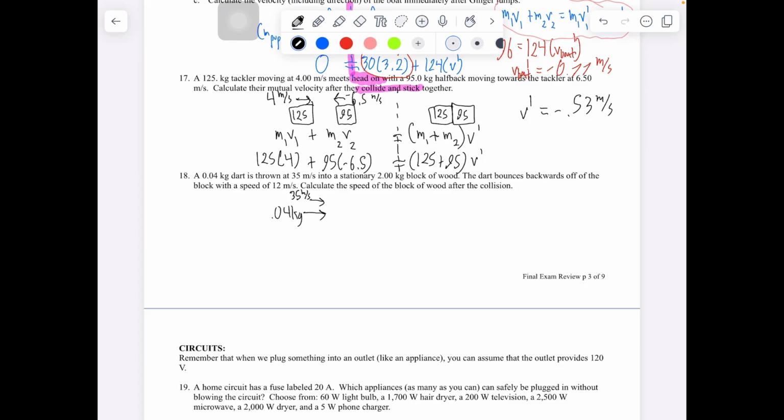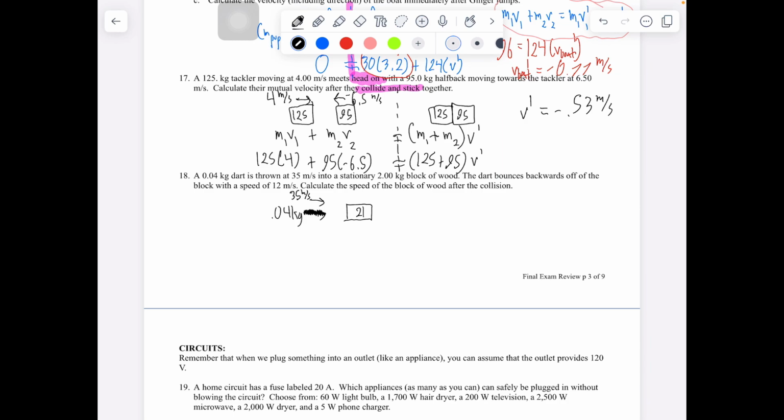Now here, having the arrows is a little confusing, so let's maybe make this thicker. So this is our dart, and it's traveling to the right. It's going to hit this block of wood. It is stationary, so it's not moving. It bounces backwards off of the block.